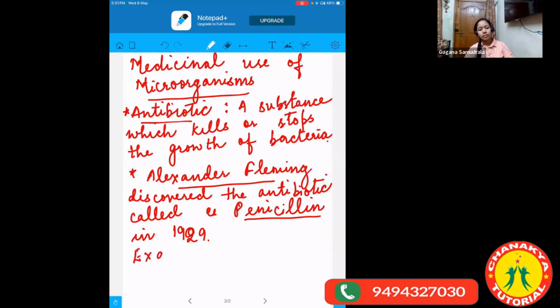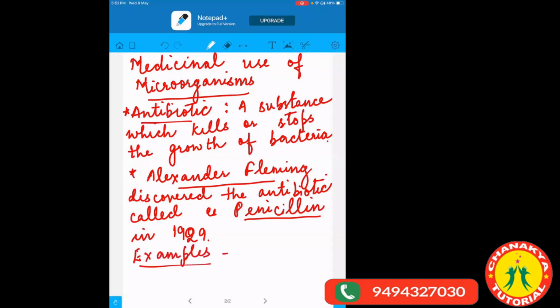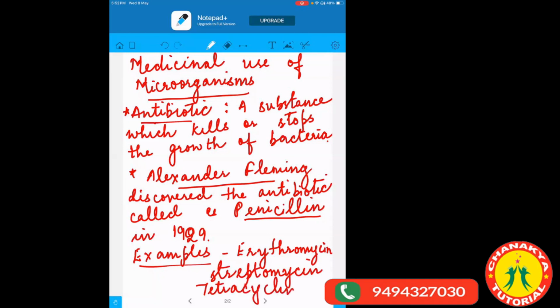And thank you. Some more examples you should know about the antibiotics apart from penicillin. It's very, very important for your exam also. So, erythromycin, streptomycin, and tetracycline. These are the other three examples of the antibiotic. Learn them, okay, and write them also. So, erythromycin, streptomycin, tetracycline, and penicillin is the first antibiotic which was discovered by Alexander Fleming. Done, children? Have you written till here?